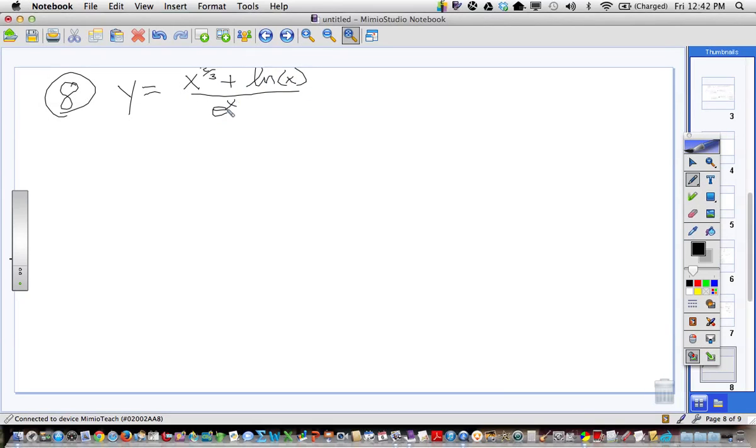Over e to the x cosine 4x. All right, so this is going to be a quotient rule, right? First and foremost, it's a quotient rule. Now, I look down here and I can see a product rule in there too. But that's not going to come in until later. In the quotient rule, there'll come a time where I have to do the derivative of the bottom. At that time, I will have to do the product rule, okay?